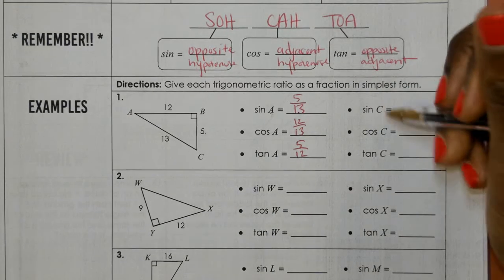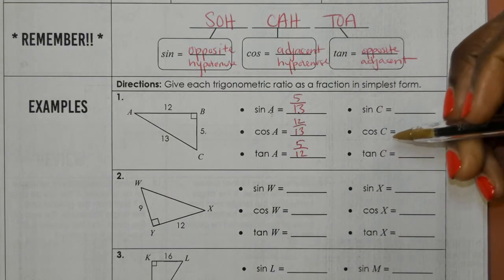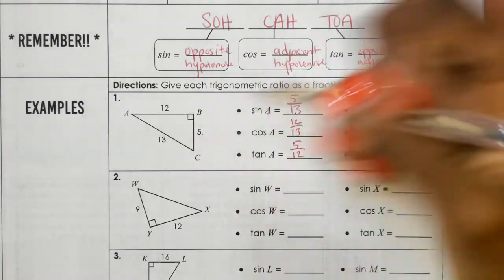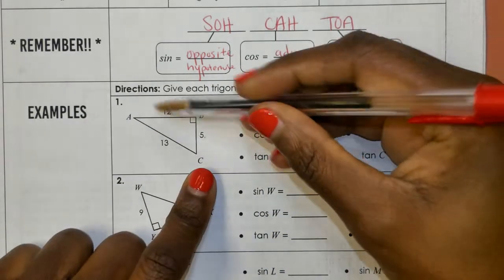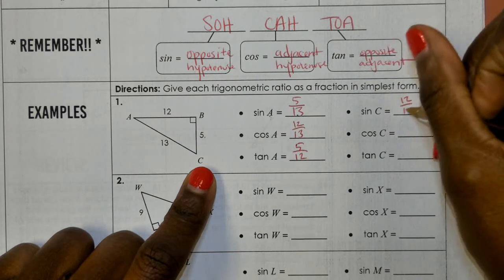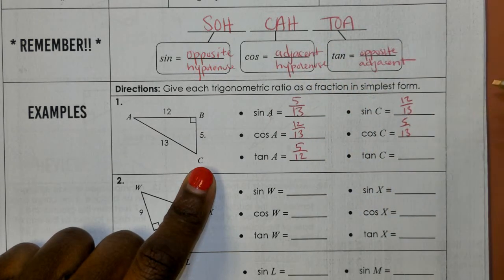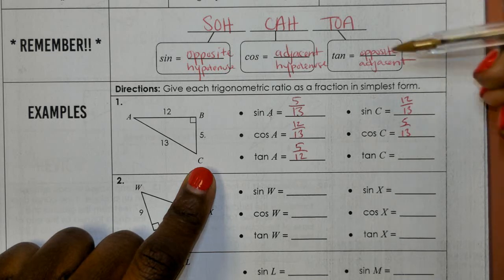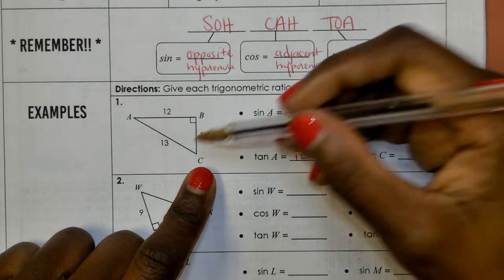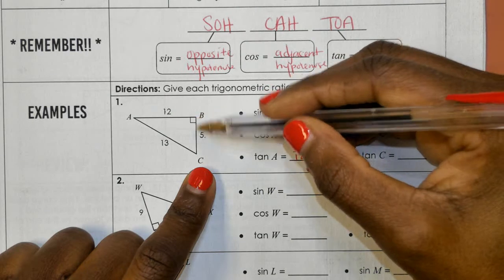If you change and go from C, then your opposite and adjacent sides change. From C, the 12 is opposite, and the 5 is adjacent. So tangent, which is opposite over adjacent, is going to be 12 over 5.